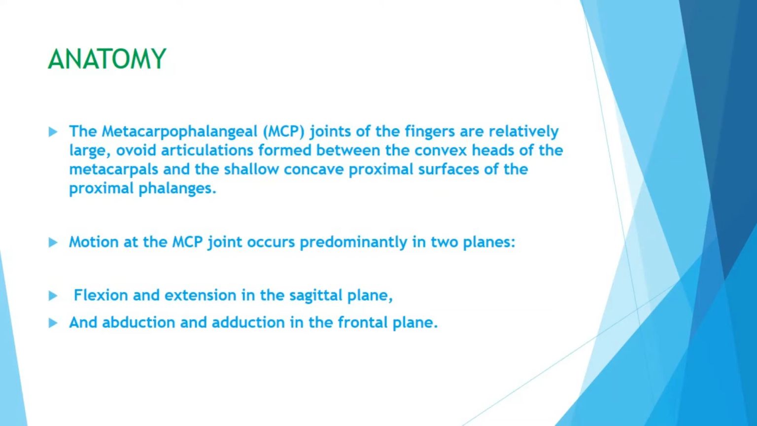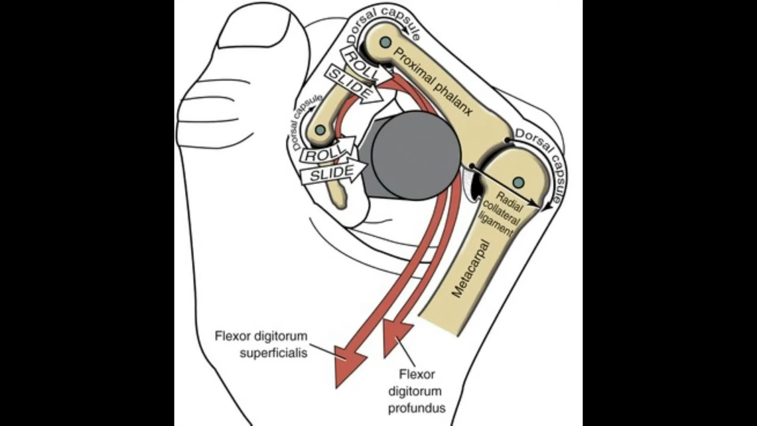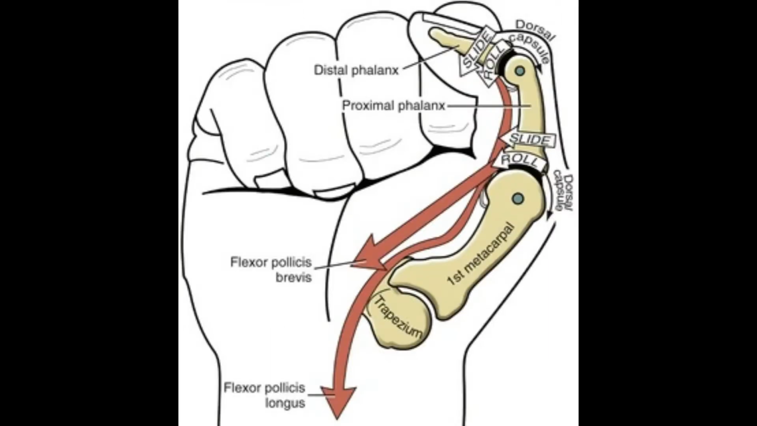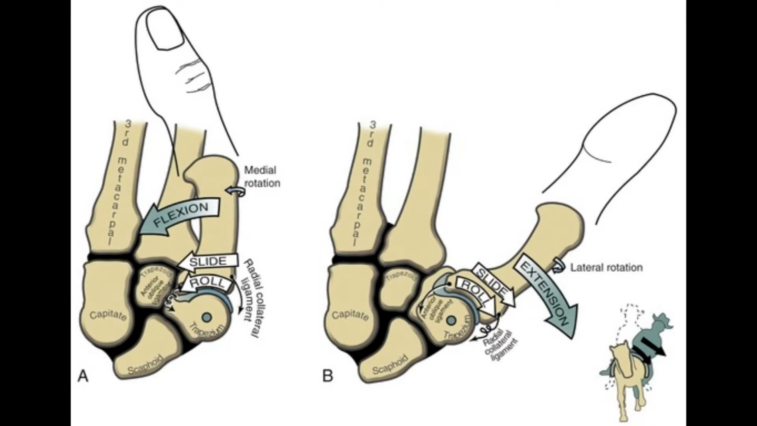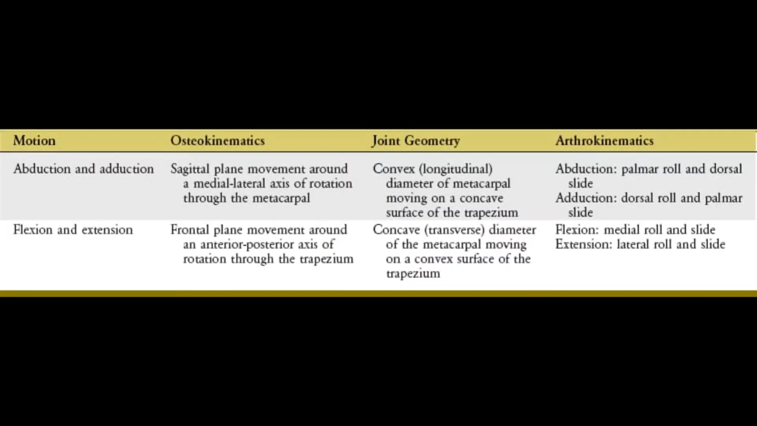The metacarpophalangeal MCP joints of the fingers are relatively large. They are articulations formed between the convex heads of the metacarpals and the shallow concave proximal surfaces of the proximal phalanges. Motion at the MCP joint occurs predominantly in two planes. Number 1, flexion and extension in the sagittal plane. And number 2, abduction and adduction in the frontal plane.